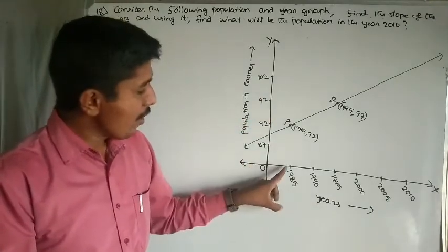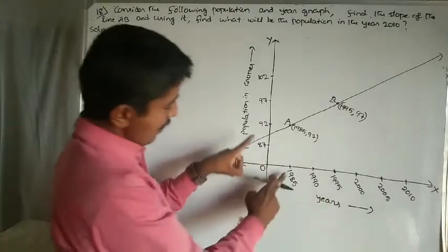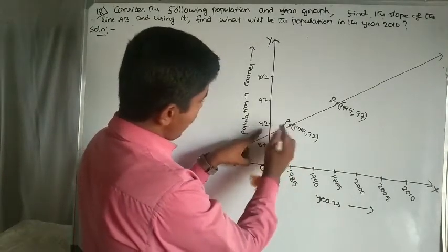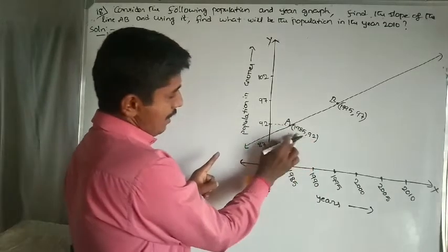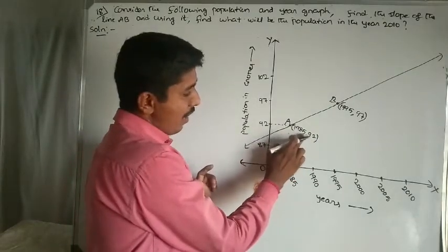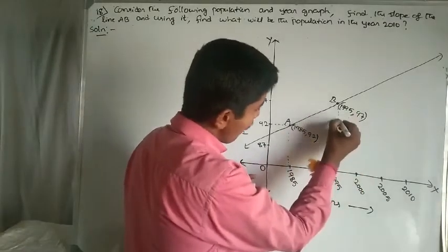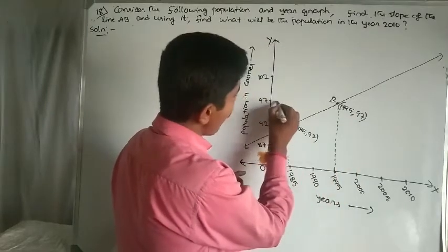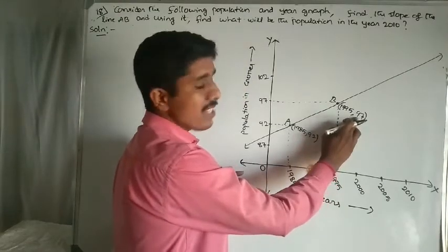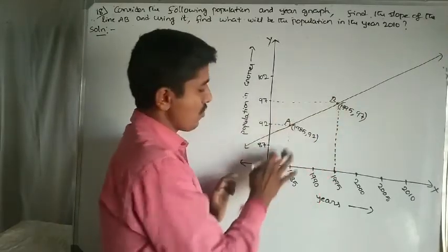So here, given that, what is the population in the year 1985 and 1995? We can observe that here. In the year 1985, the population is 92 crores. Here the x coordinate is the year, and the y coordinate is the population. Next, in the year 1995, what is the population? In the year 1995, the population was 97 crores. Mind it, the x coordinate is the year, and the y coordinate is the population in crores. Got it.